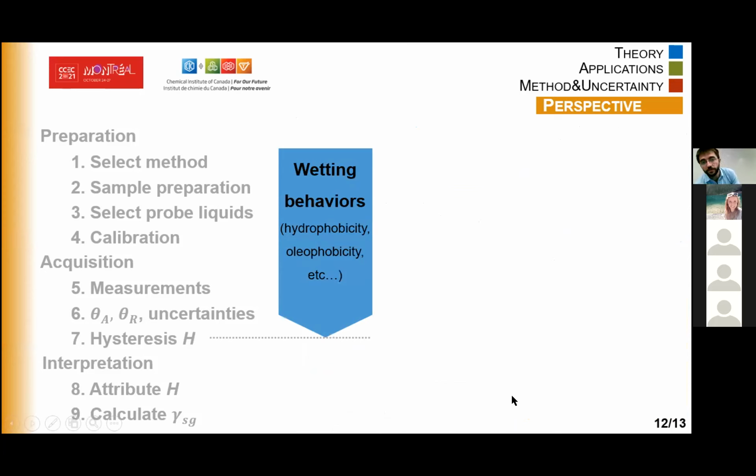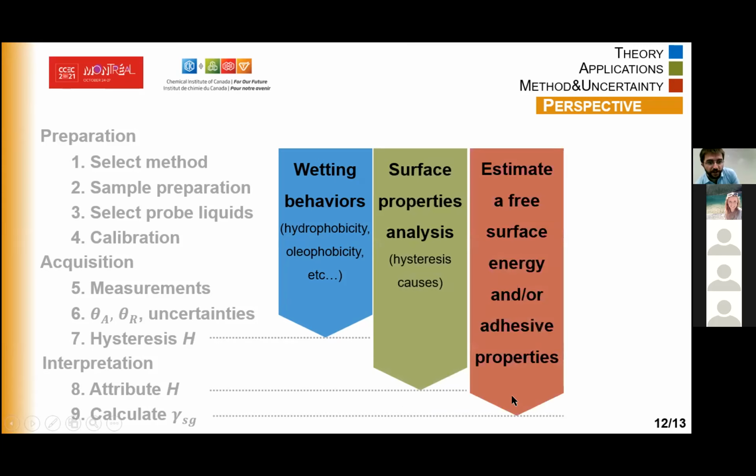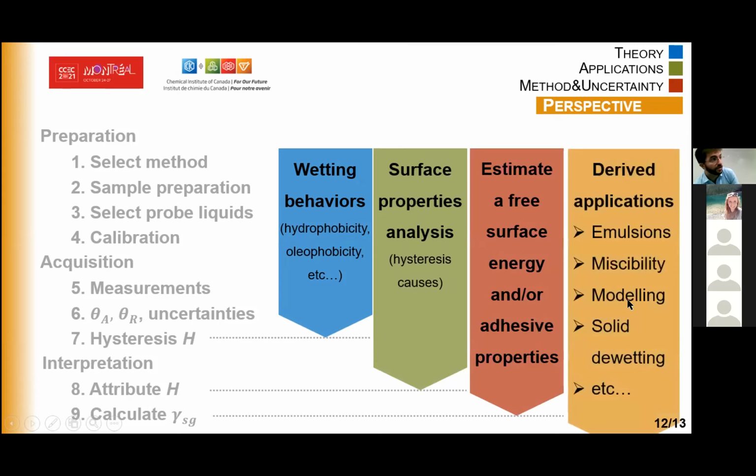If you just want to characterize the wetting behavior, is it hydrophobic, super hydrophobic, you can stop quite early and the method is really easy. However, if you want to do surface property analysis, attribute hysteresis causes to roughness or whatever, you will need to go further. To calculate surface tension parameters, so estimate the free surface energy and the adhesive properties, it will be even more complex and require several liquids. Finally, for derived applications, you will need to add a few other extra steps.